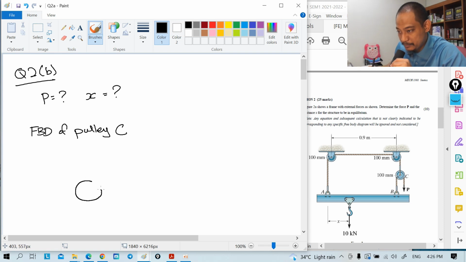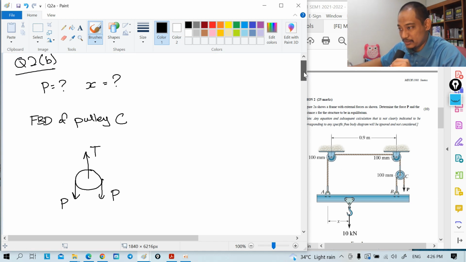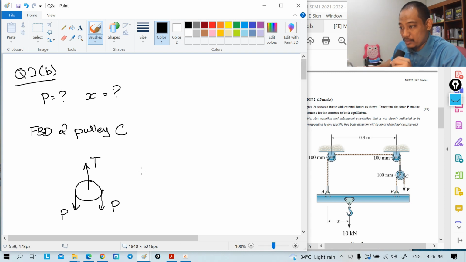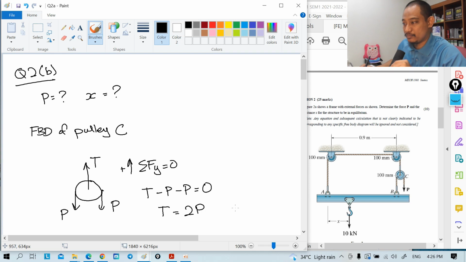So, if you draw the pulley, you have force here, P. And of course, from understanding, you know this should be P as well, because this is the same cable, right? And then let's name this T. Right, so that's the free body diagram basically, right? So what do we know here? If you do summation of Fy equal to 0, let's take positive upwards. So T minus 2P equal to 0. So T equal to 2P.